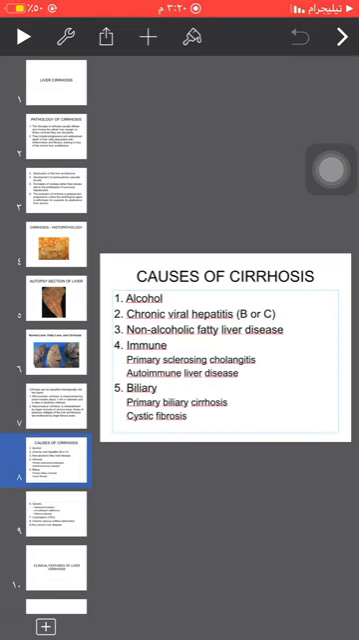راح نجي للكوزز. What are the causes of the cirrhosis? أول كوز الكحول. ثانيا viral hepatitis خصوص البي والسي. non alcoholic fatty liver cirrhosis يعني هذول الجماعة يصير عندهم fatty liver disease. immune طبعا اللي هو primary sclerosing cholangitis وأوتو إميون ليفر ديزيز. هذول إميونيك ديزيز يؤدي لك إلى ليفر سيروز إذا استمرت لفترة طويلة. البلياري سيروزس إما يكون برايمري أو بسبب الديزيز اللي هو سيستيك فايبروسس.